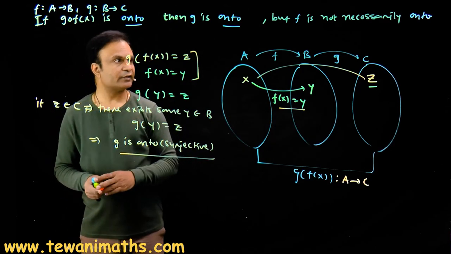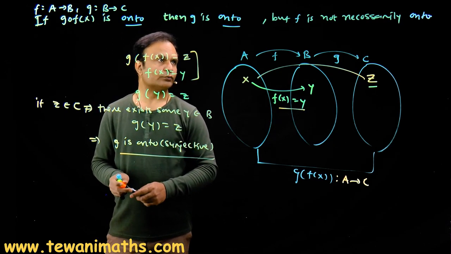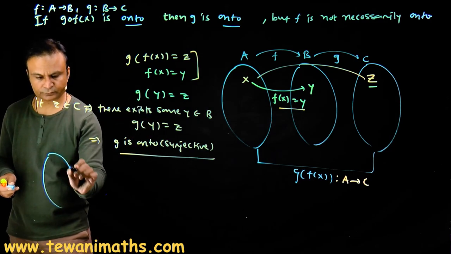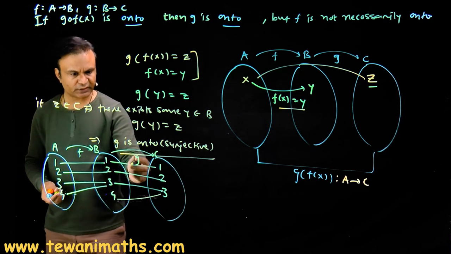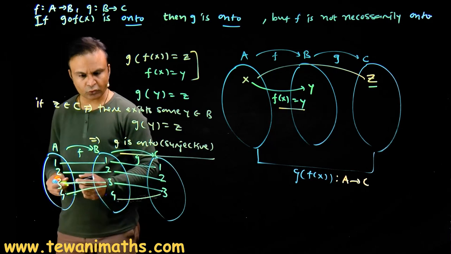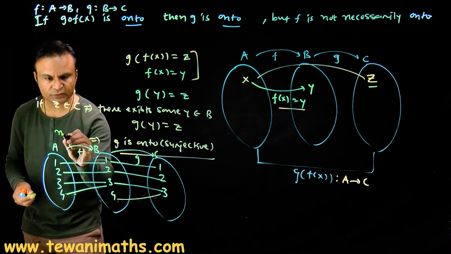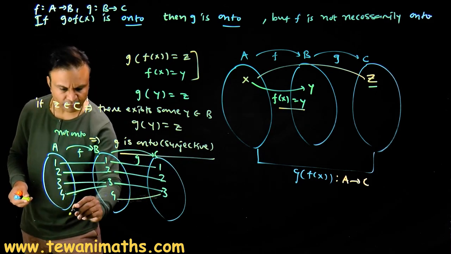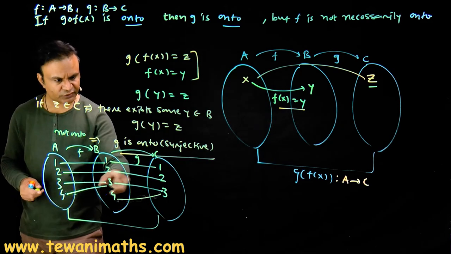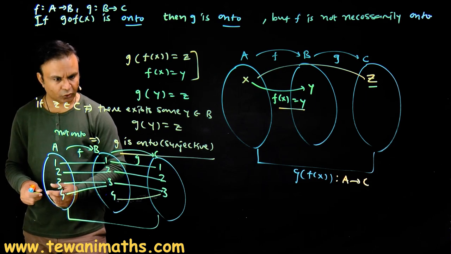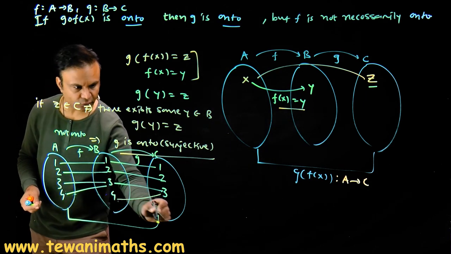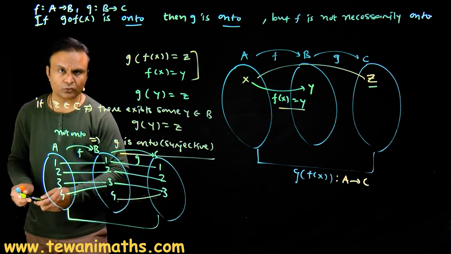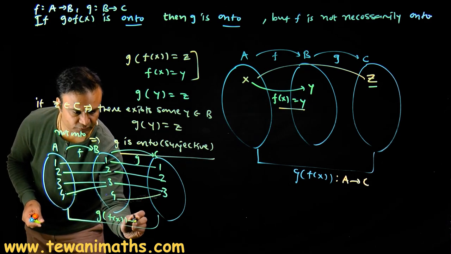But it is not necessary that function f is onto. To prove this, we can consider one counter example. Let's consider this example. Here we can see that function g is onto, because range is equal to codomain, and function f is not onto. This is not onto and this function is onto. We have already proved that if g of f(x) is onto, then function g is onto. We can check function g of f(x) is onto, because if I consider the function from set A to C, in this function all the images are used. That means range is equal to codomain, so g of f(x) is onto.